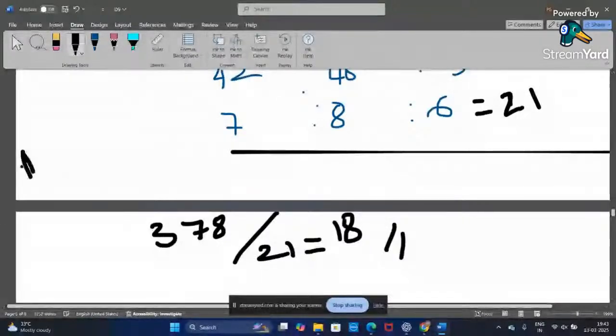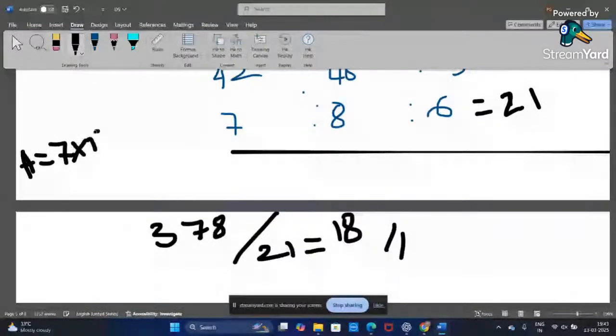I'll write it down here. A's ratio is 7 and we have to multiply with 18 to find the A share. When you multiply 7 into 18, we'll get 126, right? This is the A share.